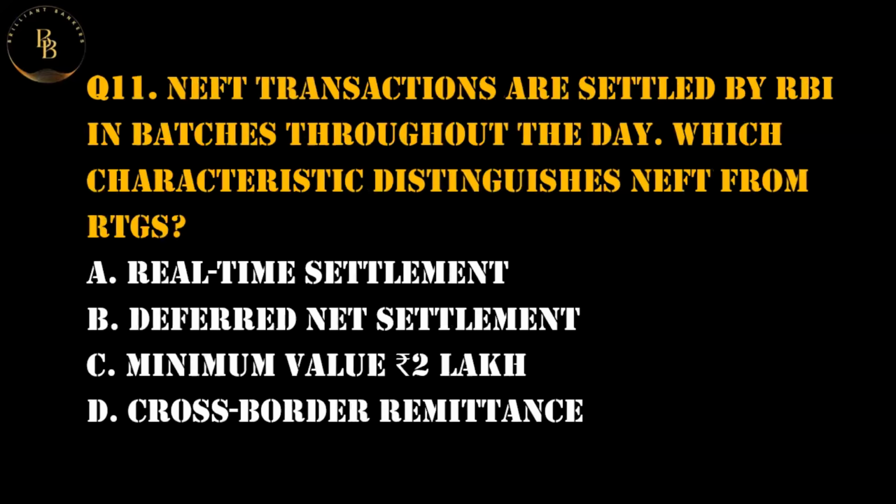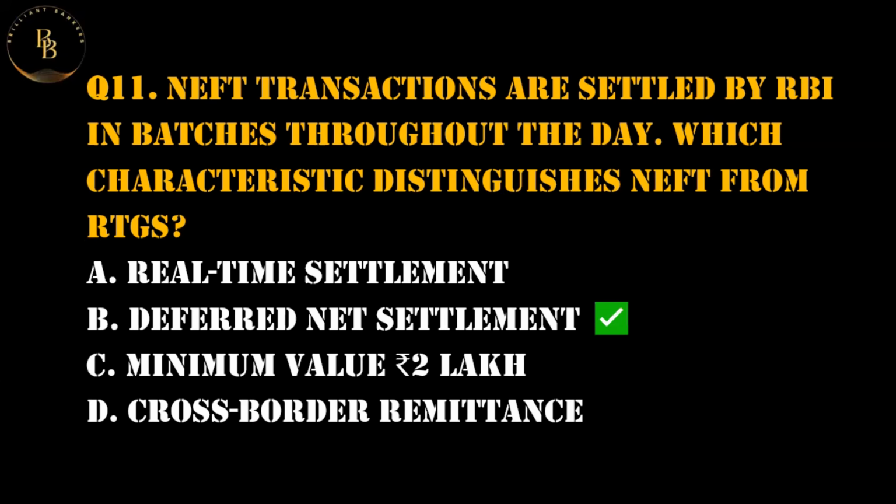Coming to question number 11. NEFT transactions are settled by RBI in batches throughout the day. Which characteristic distinguishes NEFT from RTGS? Is it real-time settlement? Is it deferred net settlement? Minimum value of rupees 2 lakh? Or is it cross-border remittance? What distinguishes NEFT from RTGS? And the right answer is deferred net settlement.